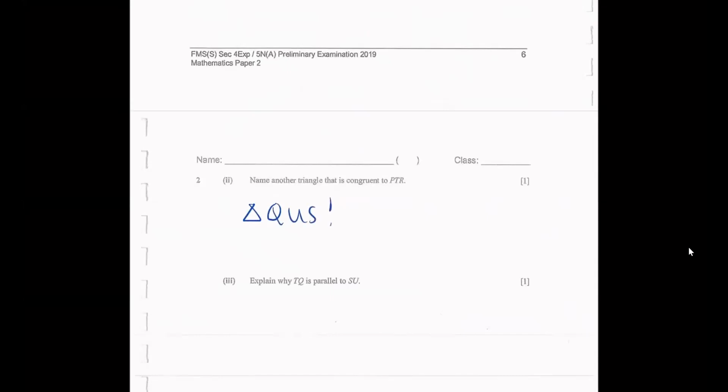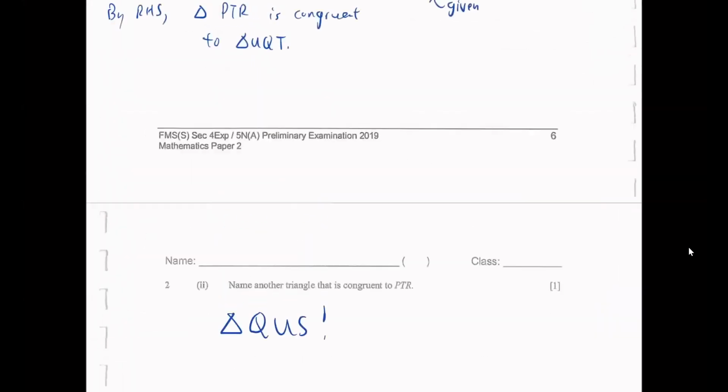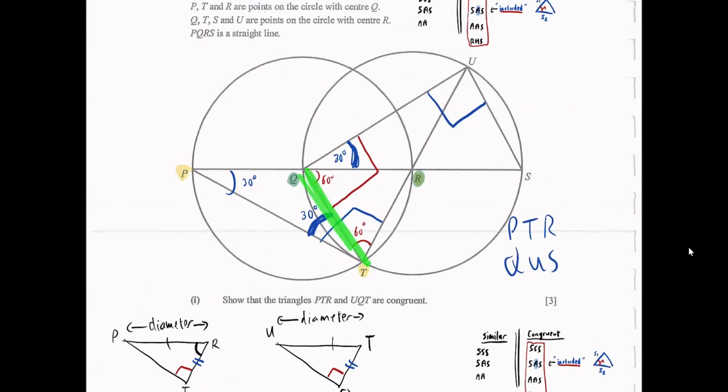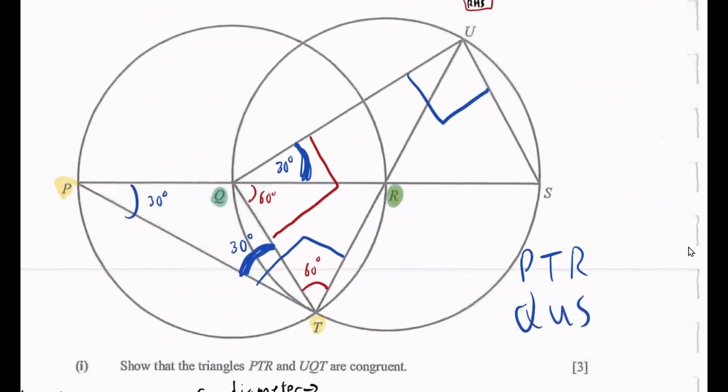Nice. Good. Okay, so explain why TQ is parallel to SU. TQ, where is TQ? Here. Where is SU? Here. Okay, this one you need to know the ZFC rule. This one of my students taught me this. ZFC. Do you know what is ZFC?